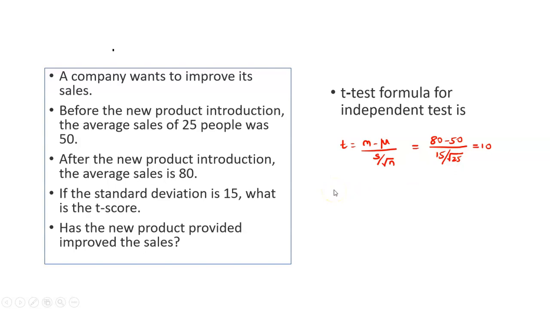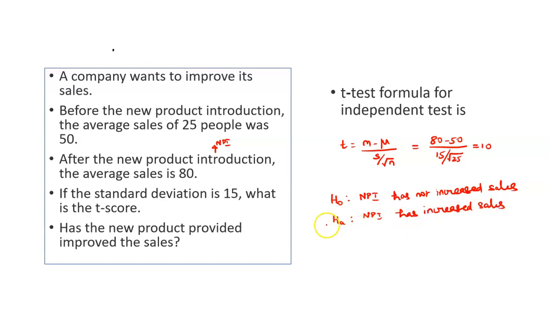So our aim is to validate or reject the hypothesis. What is the hypothesis, right? Let's write it here. The null hypothesis is new product introduction, I'm calling it NPI, okay? The new product introduction, this is NPI, has not increased the sales. Alternate hypothesis, HA, is NPI has indeed increased the sales, right? HA is what we are trying to prove, okay? And the opposite of that is the null hypothesis, right?